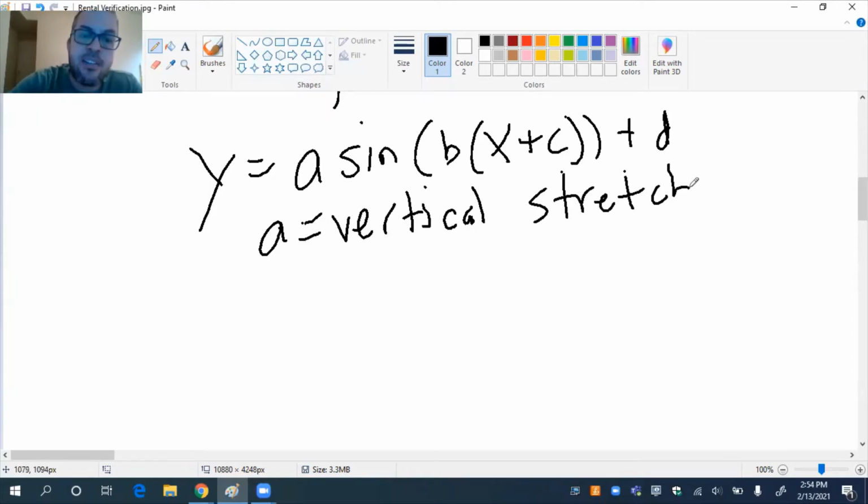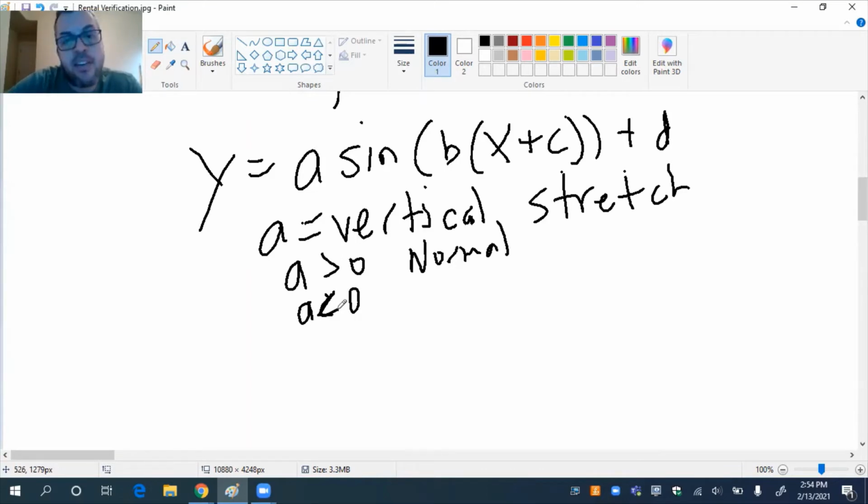If a is greater than 0, that would be positive, then we're looking at a normal sine function. So this would be normal. If a is less than 0, then we have a vertical flip or a vertical reflection.